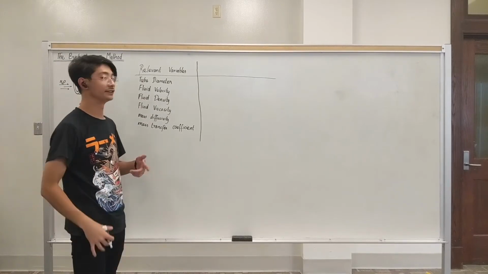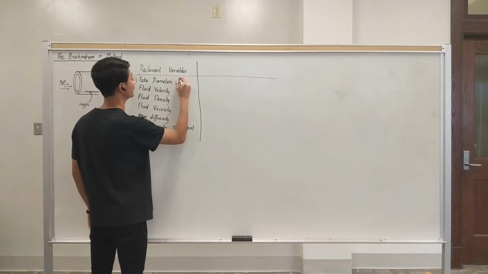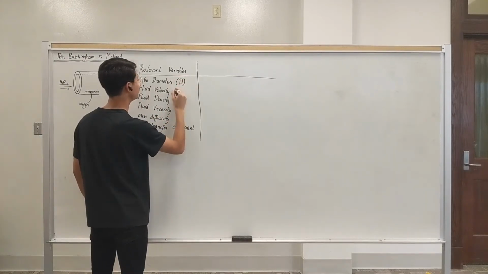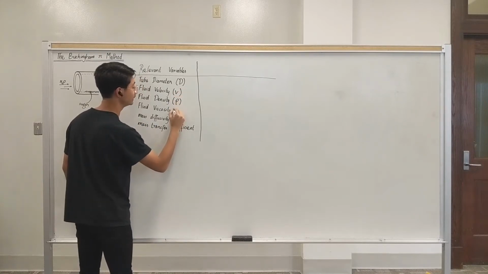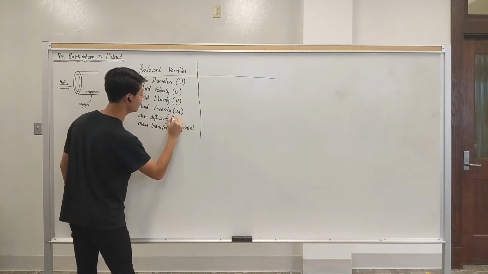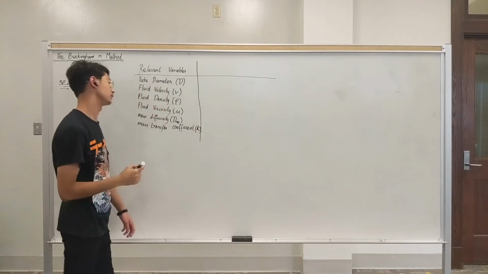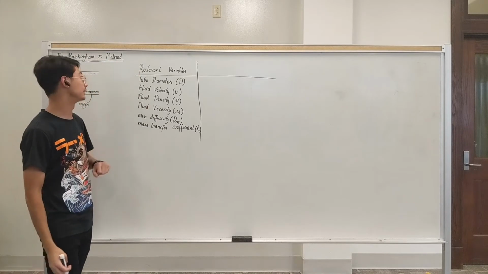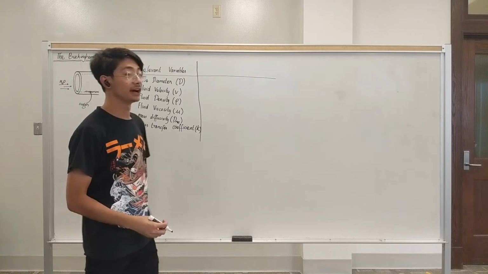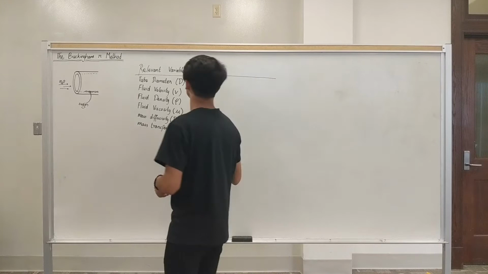So just to make things easier later on, I'm going to represent all of these variables by their symbols. So that's going to be d for diameter, v for fluid velocity, rho for density, mu for viscosity, dAB for the mass diffusivity constant, and finally Kc for the mass transfer coefficient. So let's go ahead and write down all the units of these variables. And for the Buckingham pi method, we're also going to list all of their dimensions. So let's go ahead and do that.